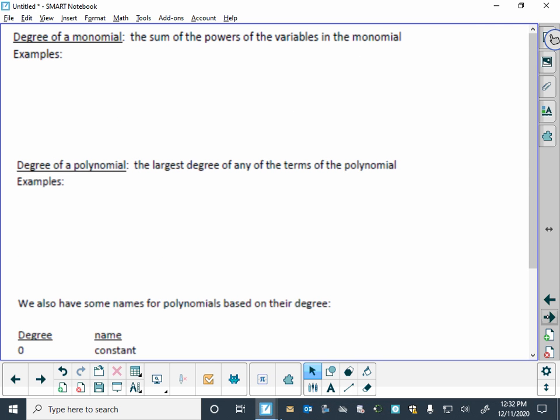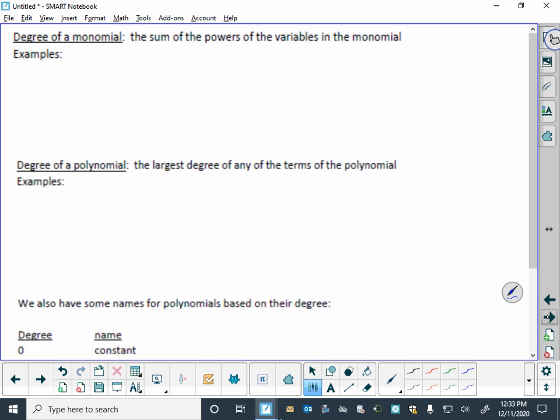I've got these on several of these pages. The other way that we can name polynomials is by something called the degree. Those powers that are on the variables make them behave very differently. So the degree of a monomial is the sum of the powers of the variables in the monomial.